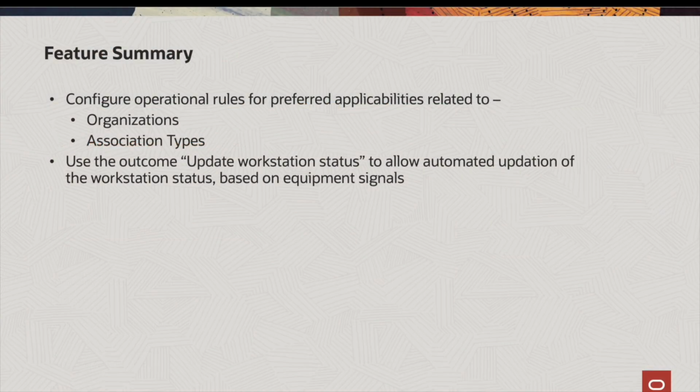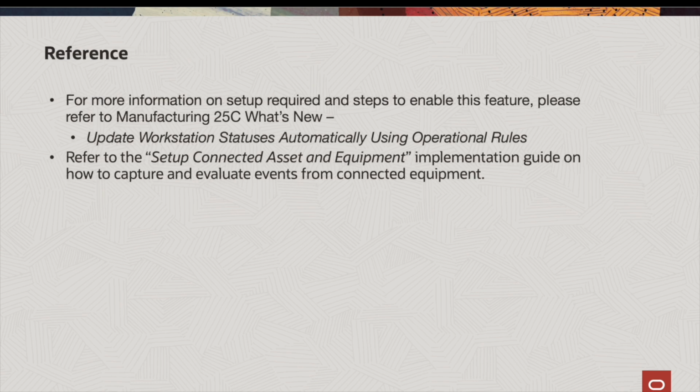To summarize, with this feature, you can configure operational rules to specify preferred applicabilities related to organization and resources that can influence an outcome, and use the outcome update workstation status to enable automated workstation status update based on equipment signals. For more information on setup required and steps to enable this feature, please refer to the Manufacturing 25C What's New, Update Workstation Statuses automatically using operational rule.